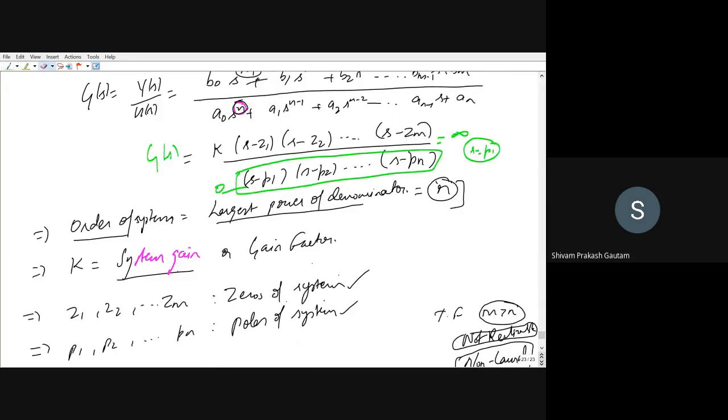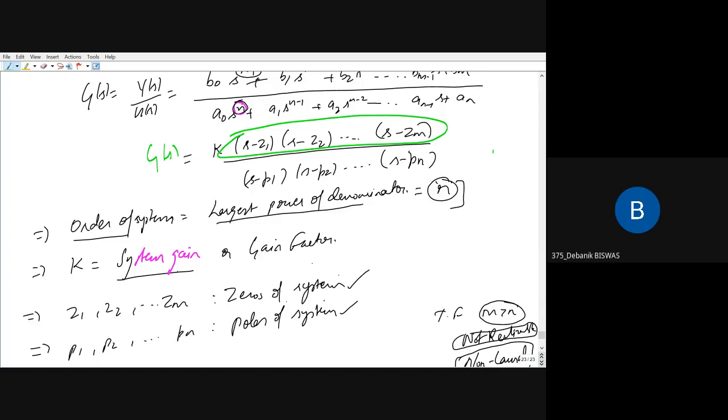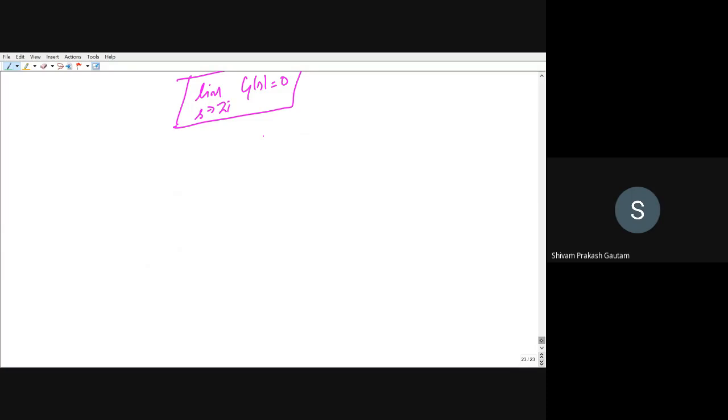Similarly, if you want to calculate zeros, zeros are the roots of the numerator. Can you tell me any one zero? Z1. Okay, if I put s equal to Z1, this term will become 0, and all the other terms are in multiplication. 0 multiplied by anything will be 0, and 0 divided by anything will be 0. So you can see my transfer function is becoming 0 at a zero. When s is tending to Z1, my whole transfer function is becoming 0.